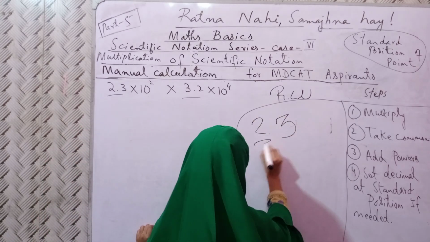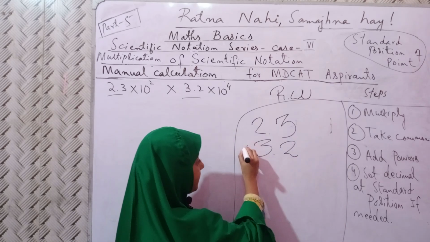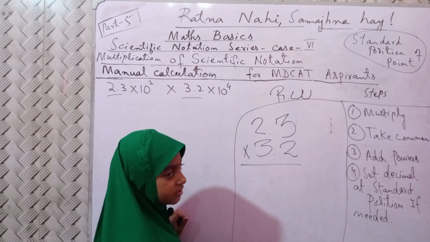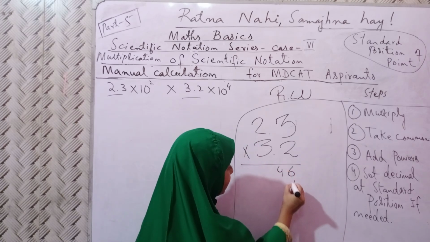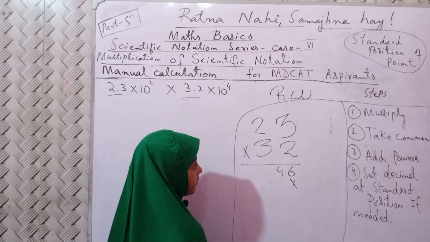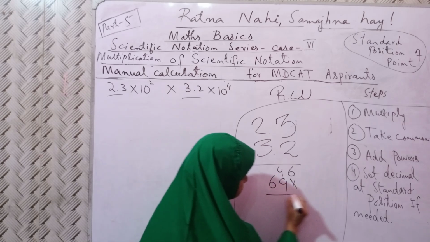2.3, 3.2. Multiply. Sign will become. 2 3s are 6, 2 2s are 4. Multiply sign. 3 3s are 9, 3 2s are 6. Make a line.